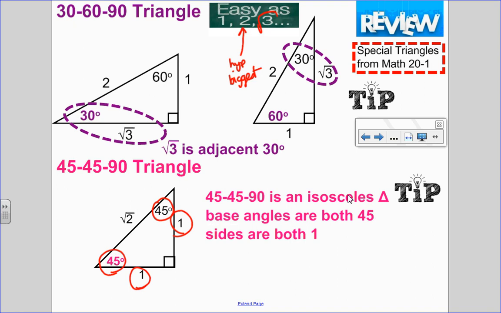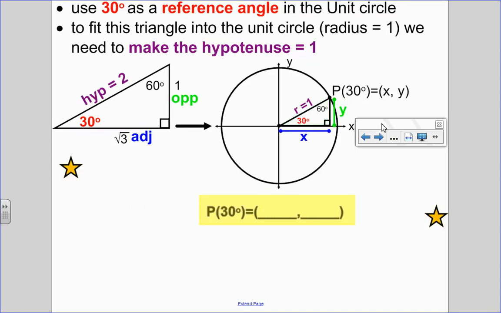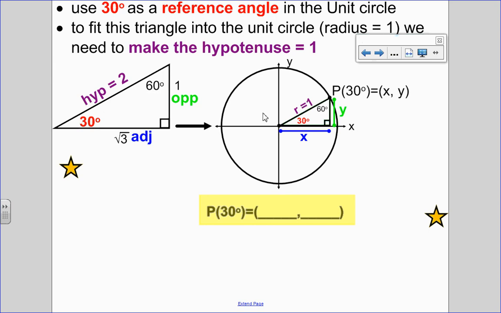So what on earth does this have to do with the unit circle? I want to take these triangles one at a time and I want to make them fit into the unit circle. So here I have this 30, 60, 90 triangle.